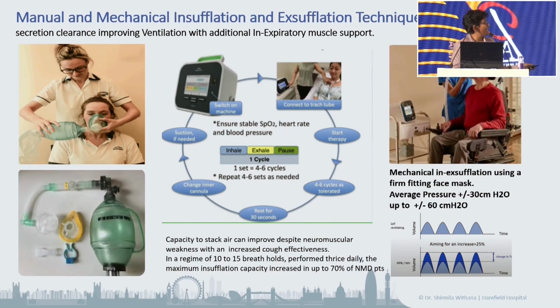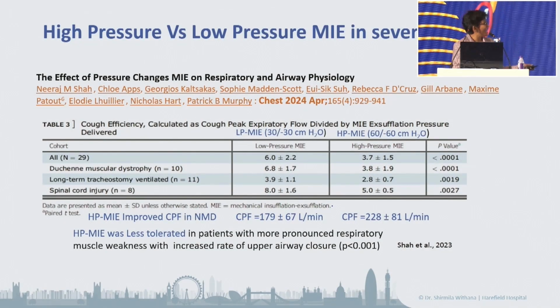More about manual and mechanical insufflation. If you have a good chest physio team, you can deliver this. You can clearly see that it improves the tidal volumes and ventilation. Again, more about this in very recently published research data from Lane Fox. You can see that insufflation-exsufflation improves the cough peak flow and improves ventilation.